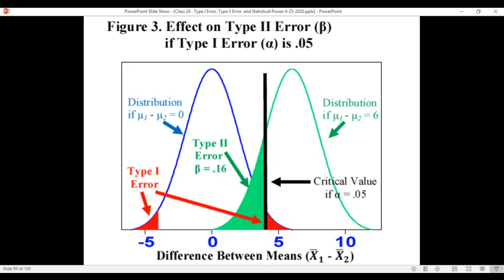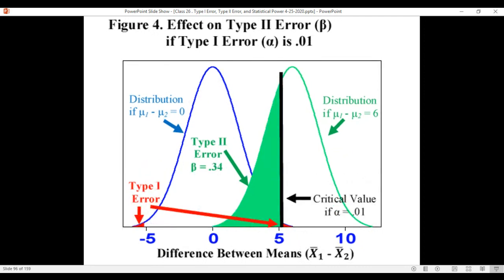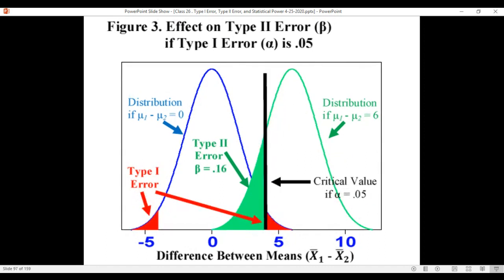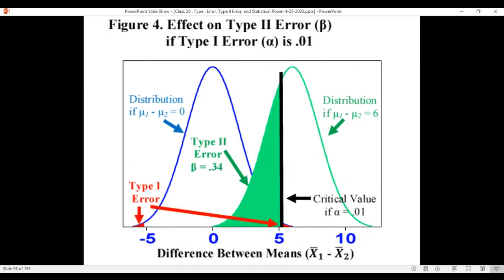Here's alpha equals 0.05. Here's alpha 0.01. I'll do it one more time. Watch the line that represents the critical value. Alpha equals 0.05. Alpha equals 0.01. So what happens to the critical value on the right when the researcher switches from alpha 0.05 to alpha 0.01?